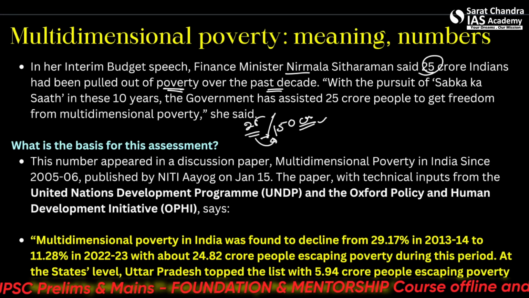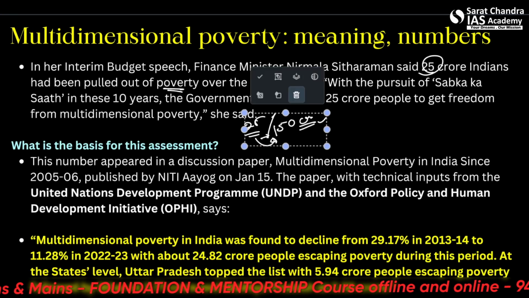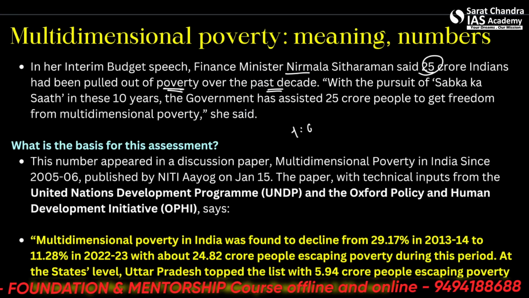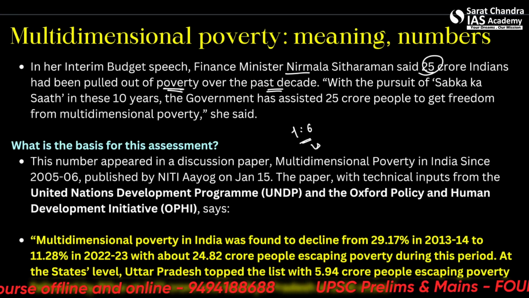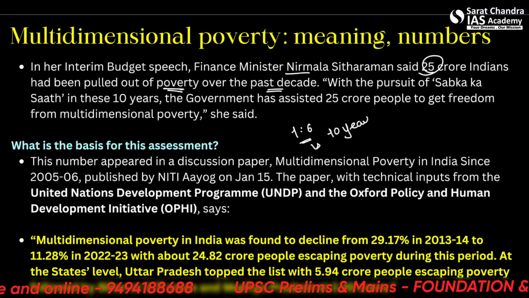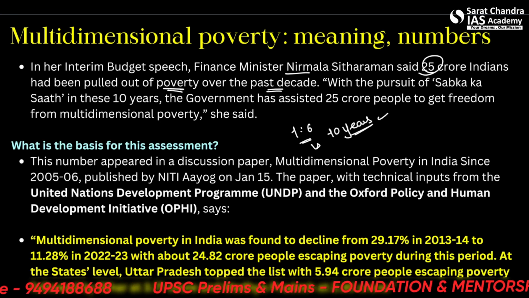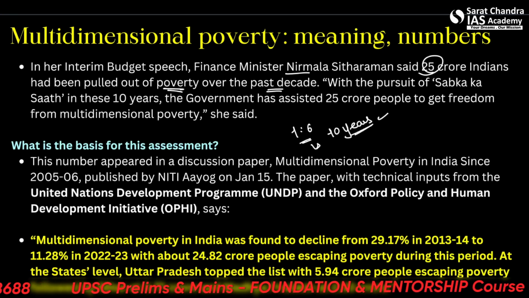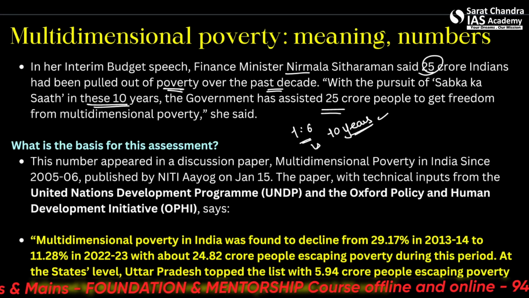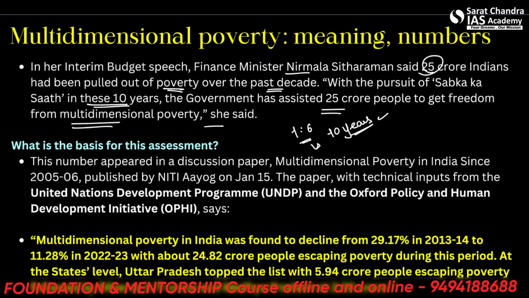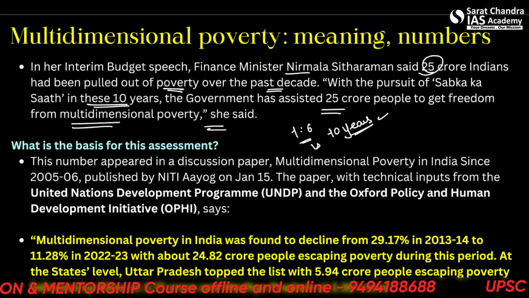But when we see the ratio, 25 crore Indians out of 150 is roughly 1 by 6. So 1 out of 6 Indians has been pulled out of multidimensional poverty in the last 10 years. This is data or statistics which you can use in your answer writing. With the pursuit of Sabka Saath, in these 10 years the government has assisted 25 crore people to get freedom from multidimensional poverty. So what is the basis of this assessment?